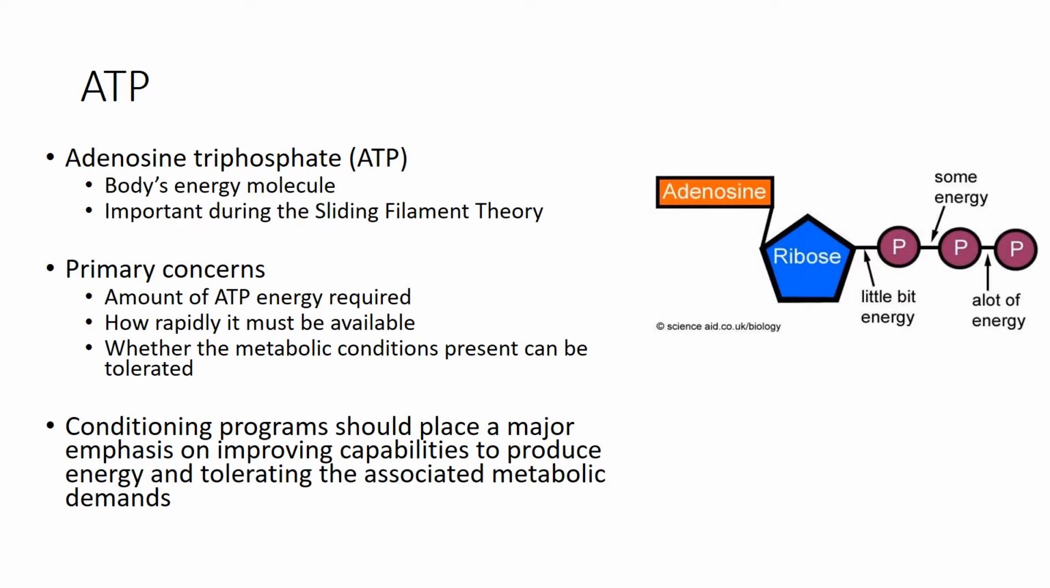To give a quick overview, ATP is the body's energy molecule and is produced by anaerobic and aerobic energy systems. ATP is crucial in the sliding filament mechanism or theory. The primary concerns in sports include the amount of ATP energy required during competition, how rapidly it must be available, and whether the metabolic conditions present can be tolerated. So conditioning programs should place a major emphasis on improving capabilities to produce energy and tolerating the associated metabolic demands of that sport.